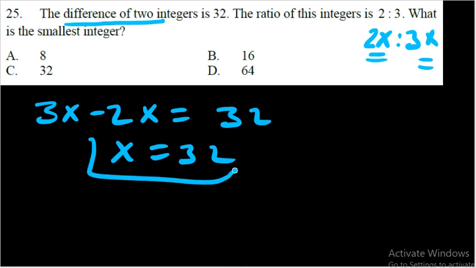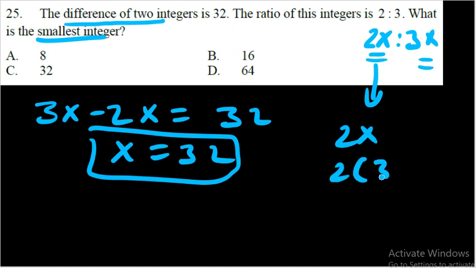We know the value of x now. So what's asked? The smallest integer. Which one is the smallest? The smallest one is 2x. That means 2 times 32. When you multiply, it's going to be 64.